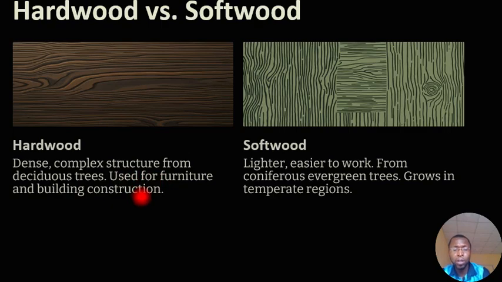So we use hardwood for furniture and building construction. If we are going to construct, we make use of hardwood because it is very, very strong. So we use it for furniture making, for building our houses, and for construction. Then the softwood, on the other hand, like we said earlier, is lighter in color and lighter in weight, and easier to work on because it is not complex. They are from coniferous evergreen trees and they grow in temperate regions.